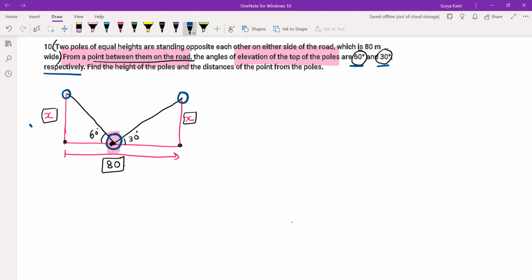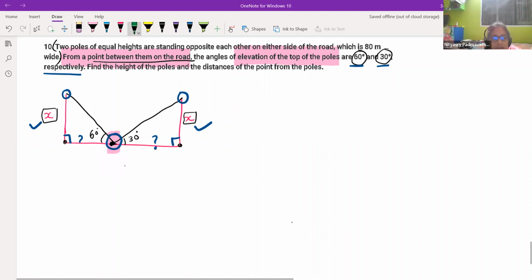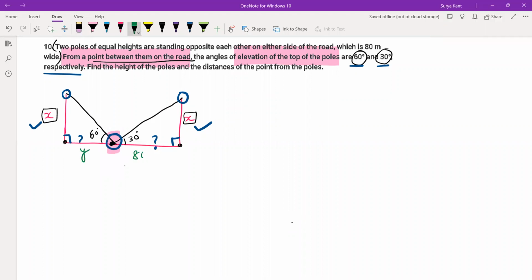So we have to find x as well as both these parts. Both parts will not be the same, right? Because this is 80, this may be 20 and 60, or this may be 30 and 50, like that. So there are two right angle triangles over here. If the first part is y, then what is the second part? 80 minus y. Now we can do this question.